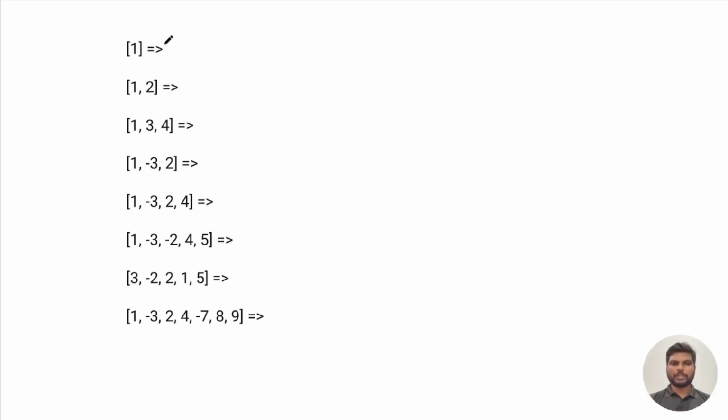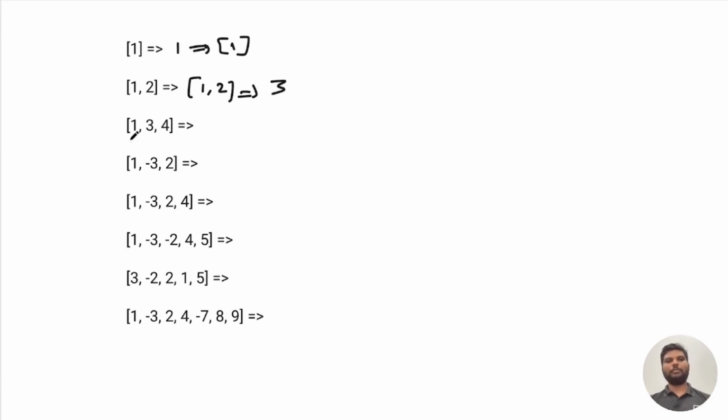So consider this example, array 1. What is the maximum sum subarray in this array? Well, it's 1 only, as there is no other number. So the maximum sum is 1 and the maximum subarray is 1. And now what will happen if we add 2? The maximum sum subarray will now be 1 comma 2, right? As 2 is added and it is a positive number, we should consider that in our sum, and the sum becomes 3.